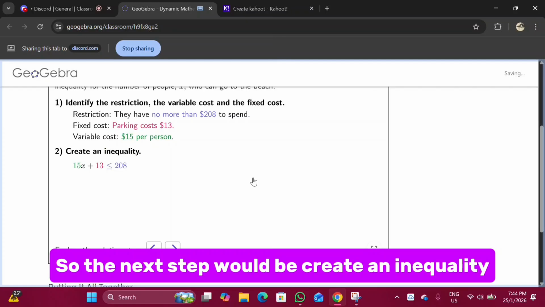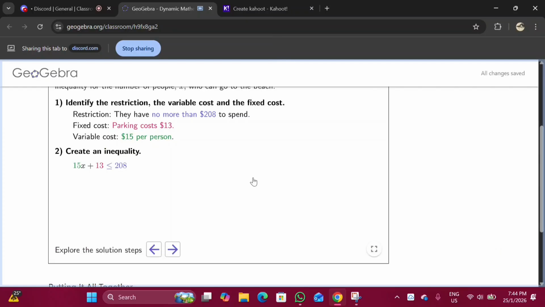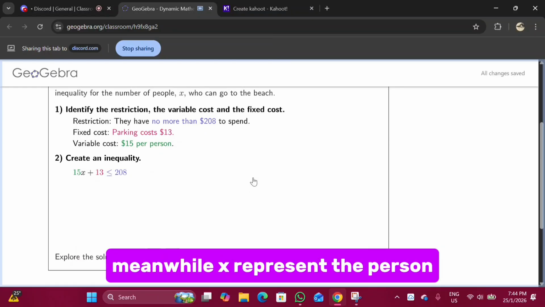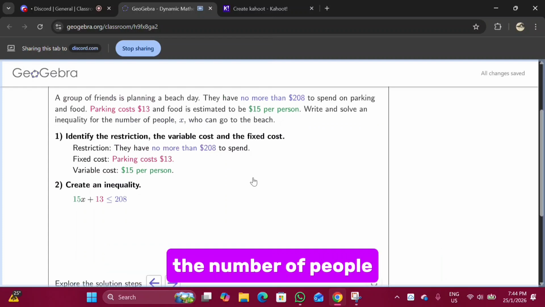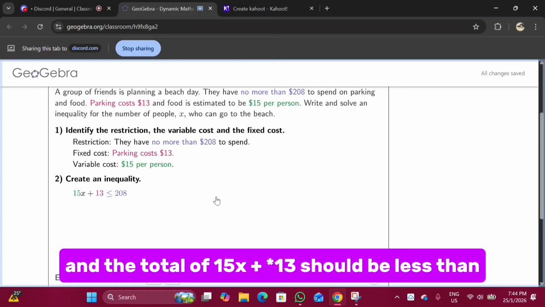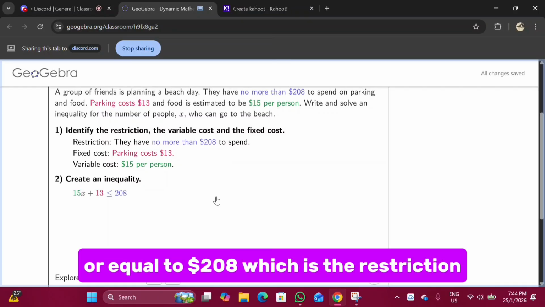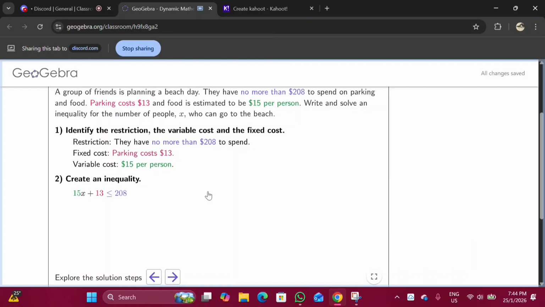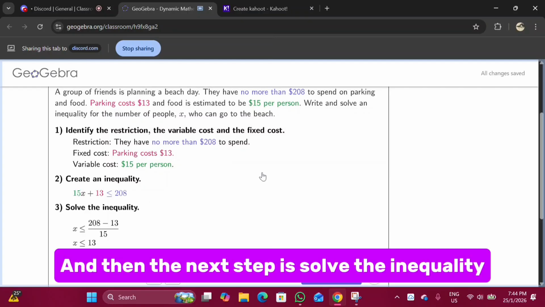So the next step would be create an inequality. The inequality that we could create here is 15x because it is $15 per person, while x represents the number of people. So 15x plus 13, which is the parking cost. And the total of 15x plus 13 should be less than or equal to $208, which is the restriction, because they have no more than $208 to spend.